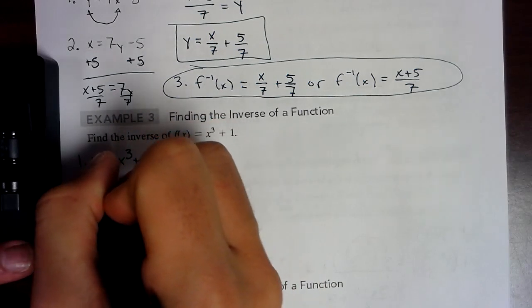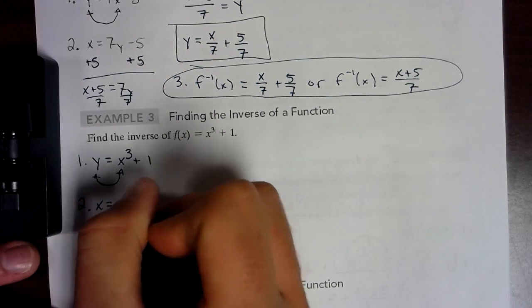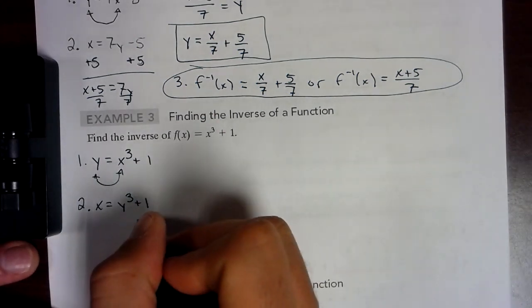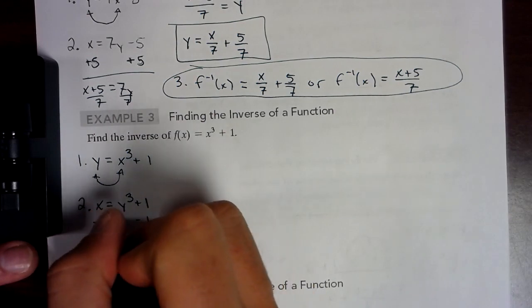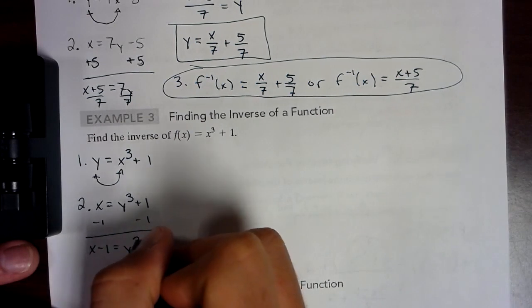And then just like before, I'm going to switch the location of the x and the y. There's now x equals y cubed plus 1. And we need to get y by itself. So minus 1. Don't want to get rid of the cubing yet. This is x minus 1 equals y cubed.